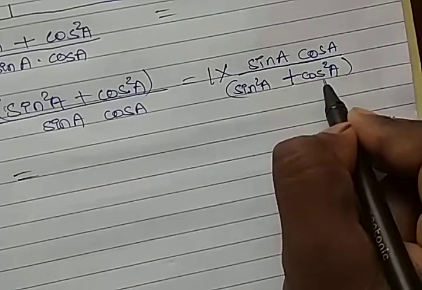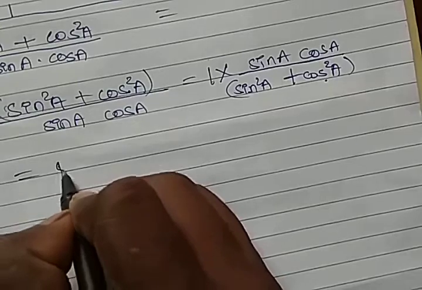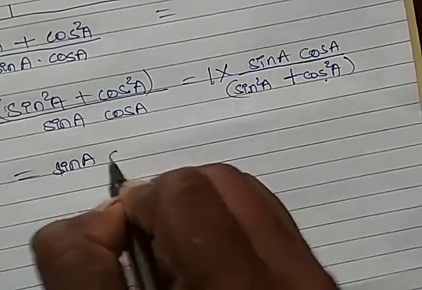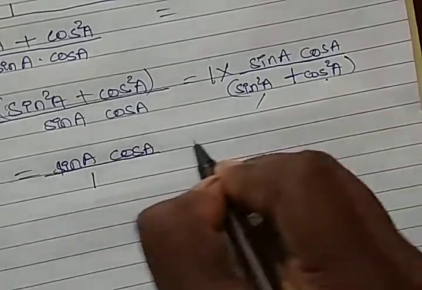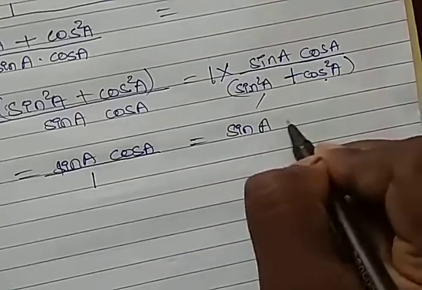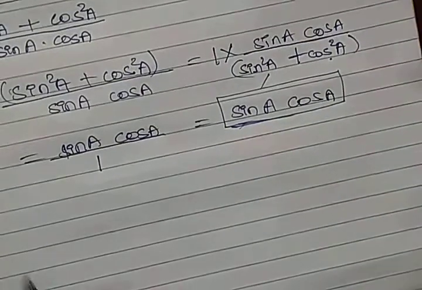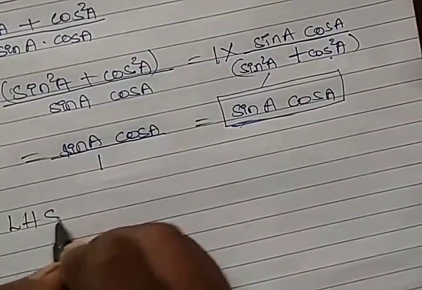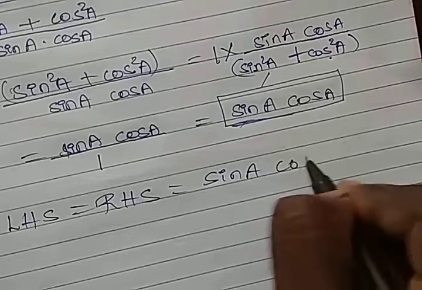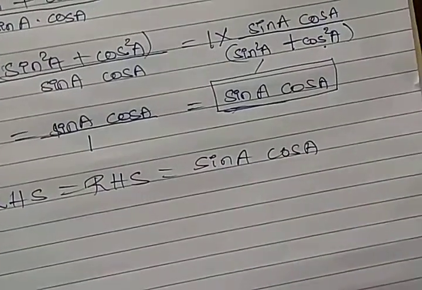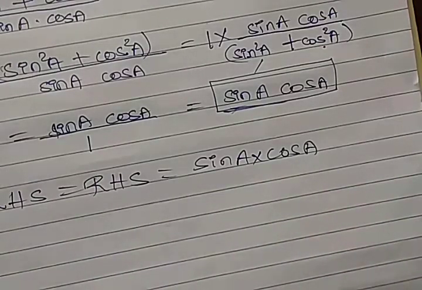Sin square a plus cos square a is equal to 1. 1 into anything is same, so I am not going to write 1 again. Sin a into cos a in the numerator, denominator value 1. So therefore sin a into cos a. So RHS का भी वैल्यू sin a into cos a है. Therefore LHS is equal to RHS, which is equal to sin a into cos a. LHS का वैल्यू और RHS का वैल्यू, दोनों sin a into cos a के साथ इक्वल हुआ है. So hence they are proved. LHS is equal to RHS.